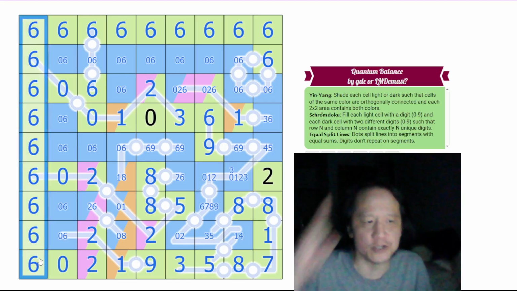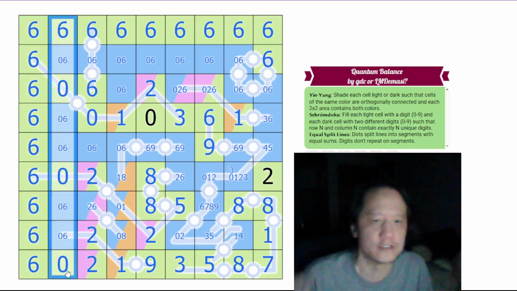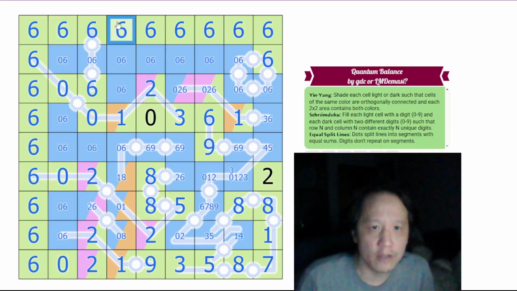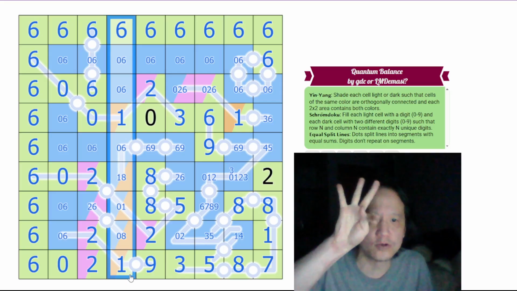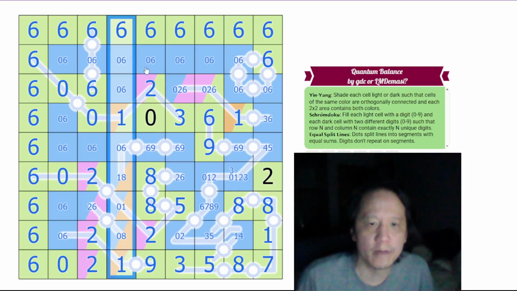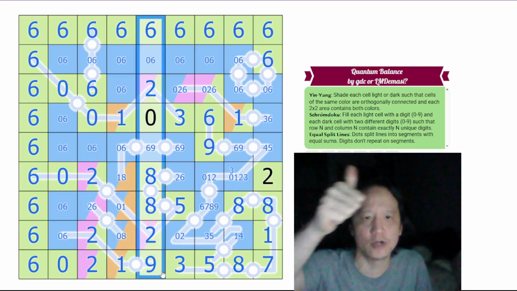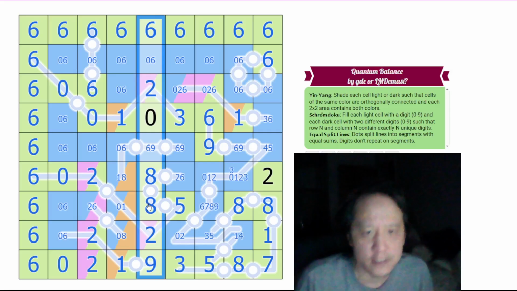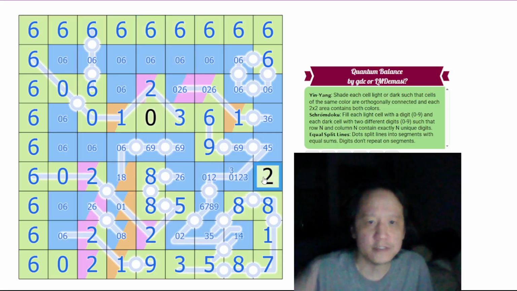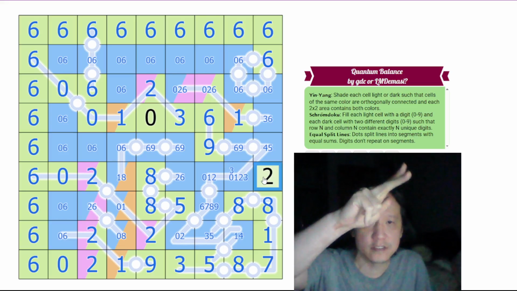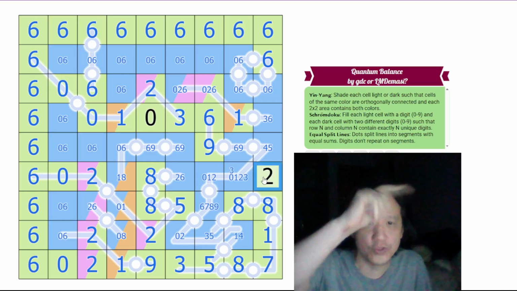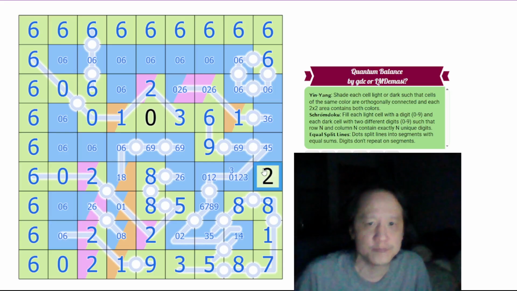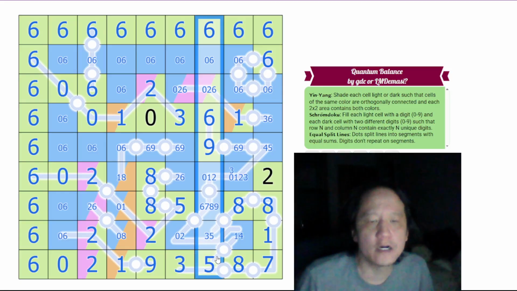Column 1, 1 unique digit, 6. Column 2, 2 unique digits, 0 and 6. Column 3, 0, 2 and 6, 3 unique digits. Column 4, 4 unique digits, 0, 1, 6, and 8. Column 5, 5 unique digits, 0, 2, 6, 8, and 9. Column 6, we have 0, 2, 3, 5, 6, and 9. So that's 6. Unique digits in column 7.